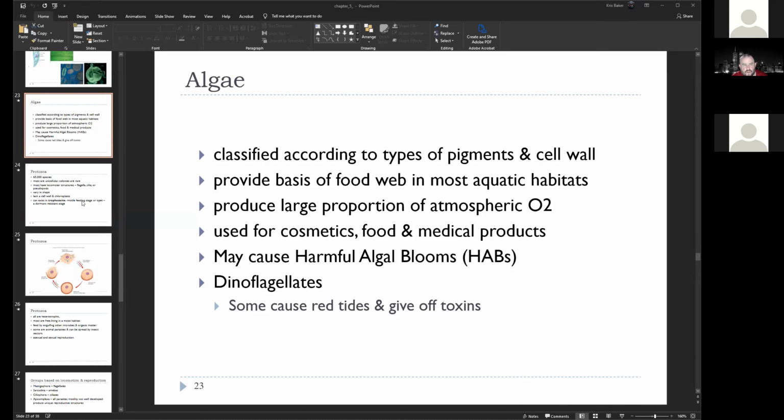Would you believe the Hudson River used to have oysters? You probably can't believe that. The Chesapeake Bay used to have oysters. And they're the first to go when the water quality goes to hell. So let's think about food webs and how this affects everything.